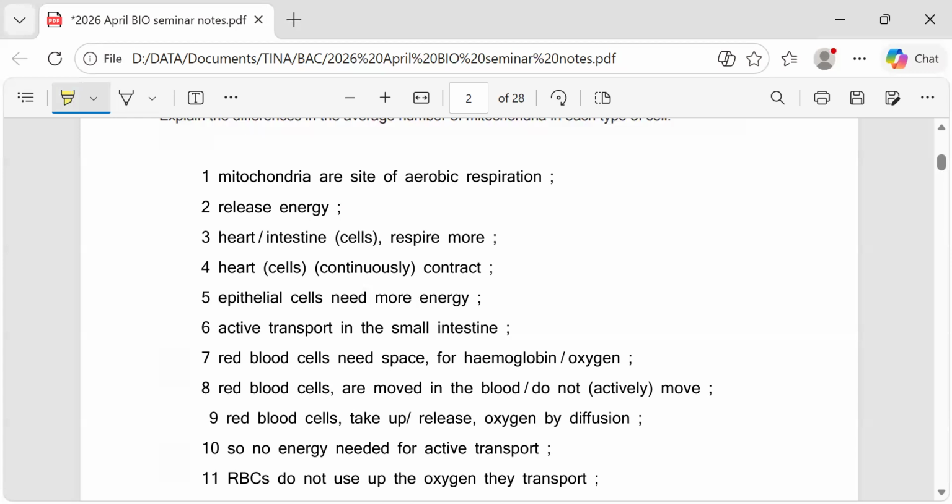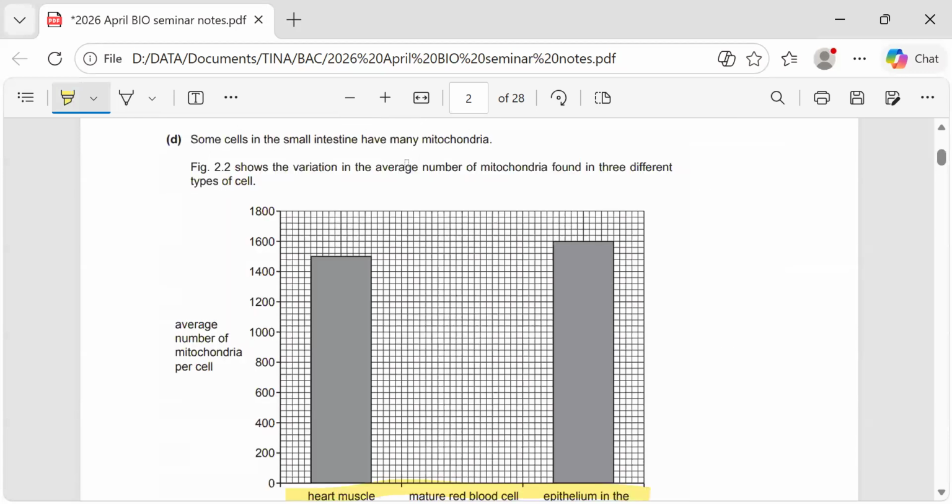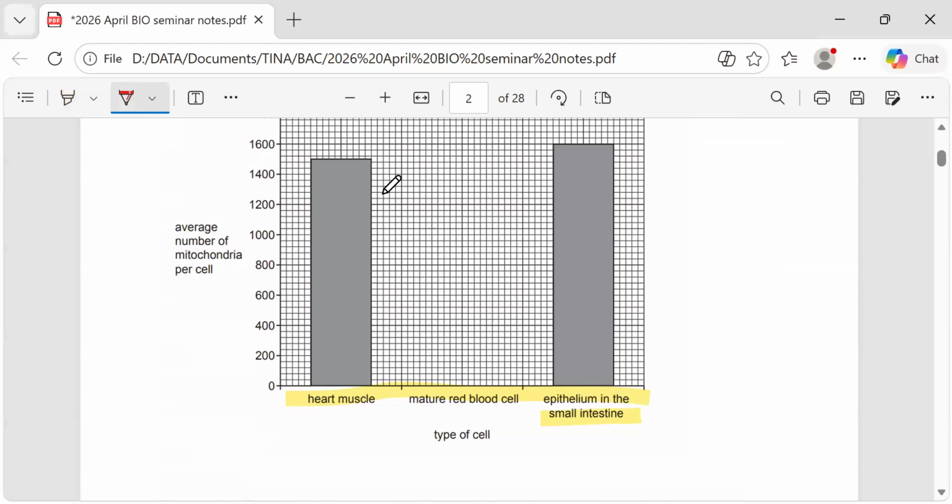Heart muscle has a lot, because you cannot just say to contract. You have to say for the heart to constantly contract, because the heart is the one pumping.